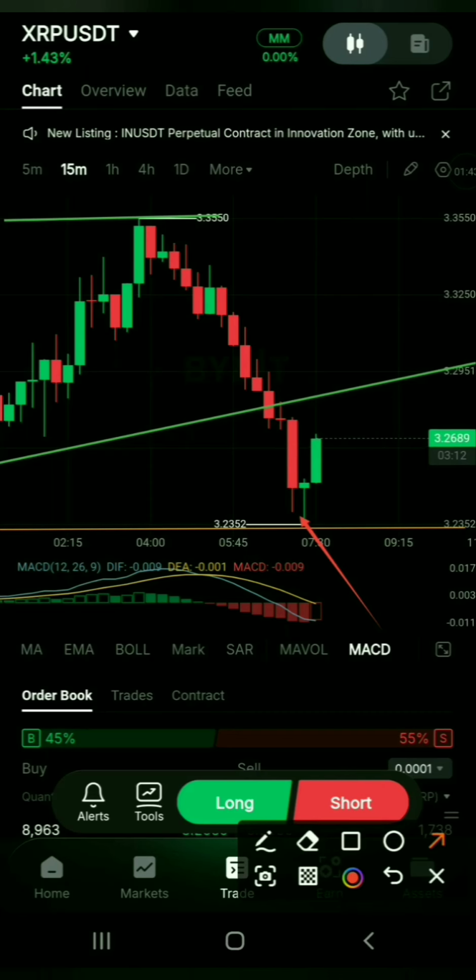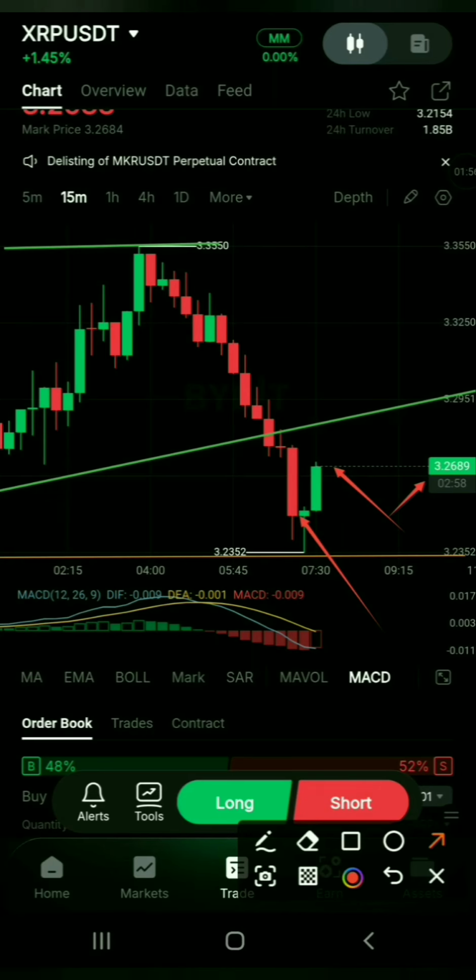Should I say it's a hammer? I think it's a hammer. Yeah, it's a hammer candlestick right here, and I'm waiting for a confirmation candle, which is this one. When this confirmation candle closes in about 3 minutes, then I can decide to place my entry right at the close of the confirmation candle to drag it back up.